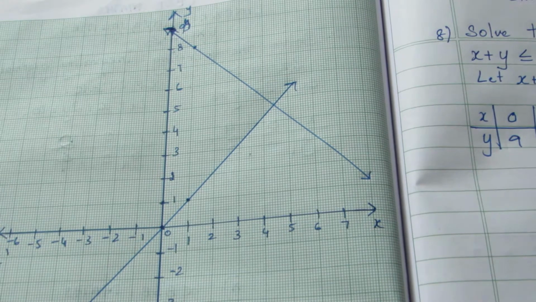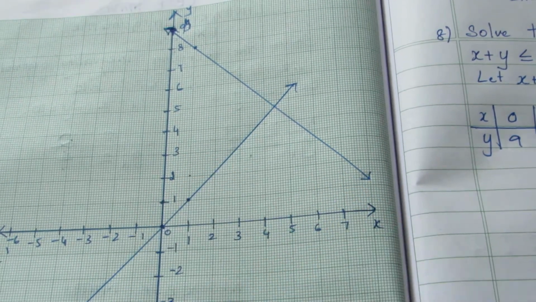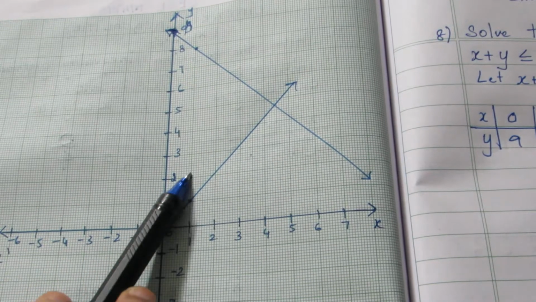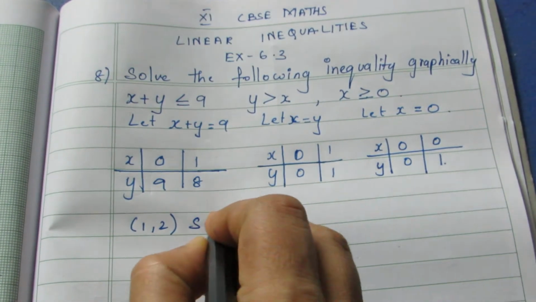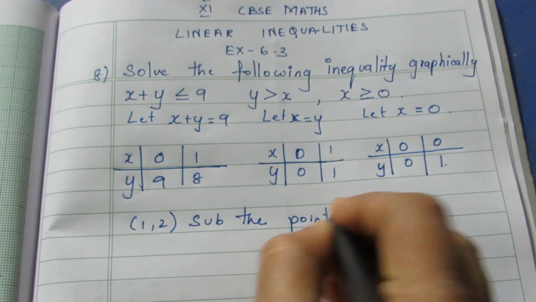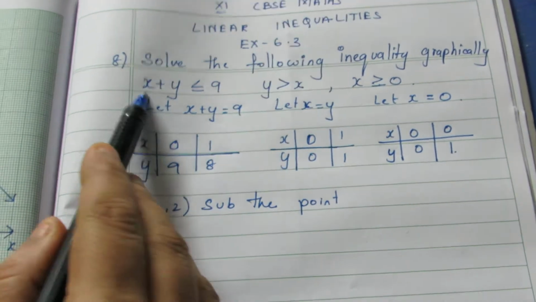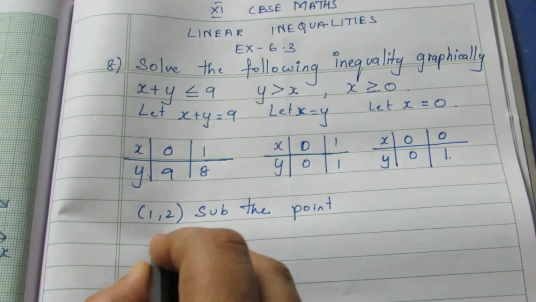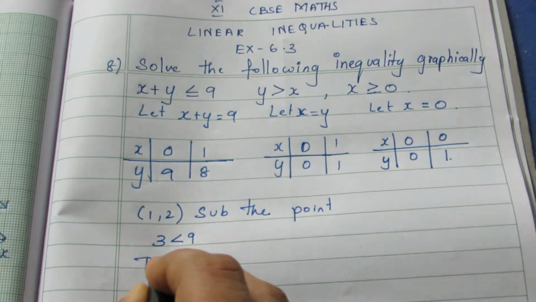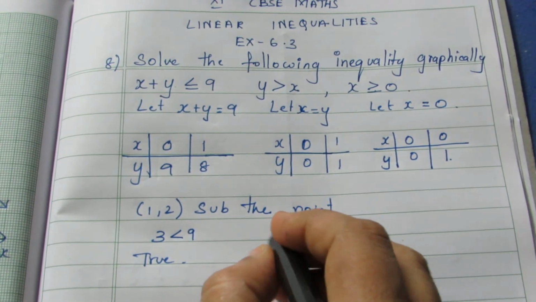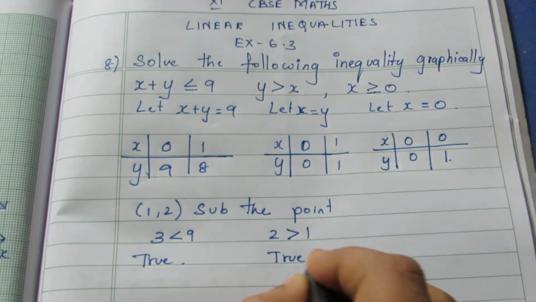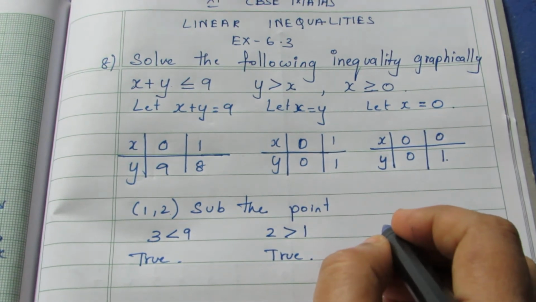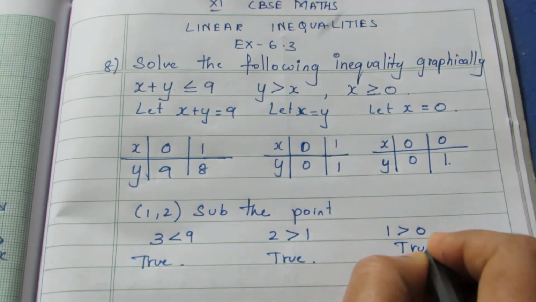We'll check a point. We'll take any point. I'm going to take 1, 2 because it will be common to all the three. So I'm taking 1, 2 for all the three. Substitute the point 1, 2. It becomes 3 is less than 9. So it is true. Here, 2 is greater than 1. This is also true. Here if I substitute, 1 is greater than 0, even this is true.